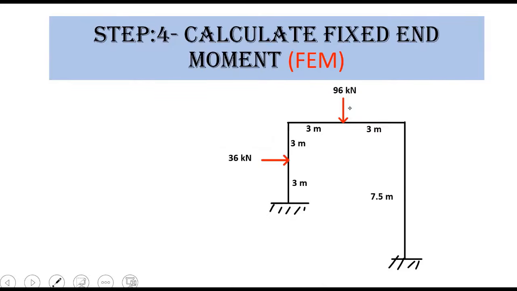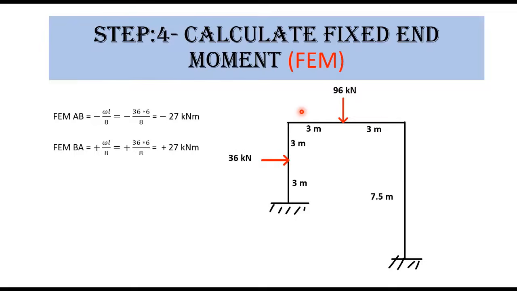The fourth step is to calculate fixed end moment, and we know the equations for calculation of fixed end moment. That is, when a concentrated load is acting at the midpoint of this beam, it will be minus WL by 8 at this end and plus WL by 8 at this end. So FEM AB, let me name it as A, B, C and D.